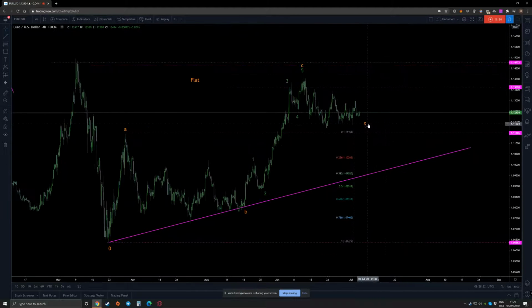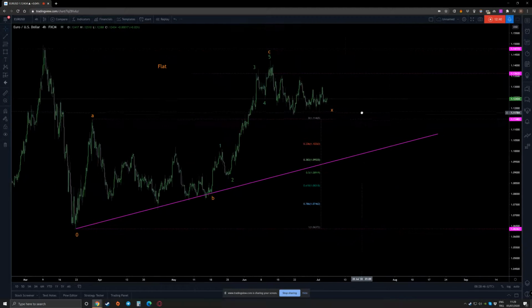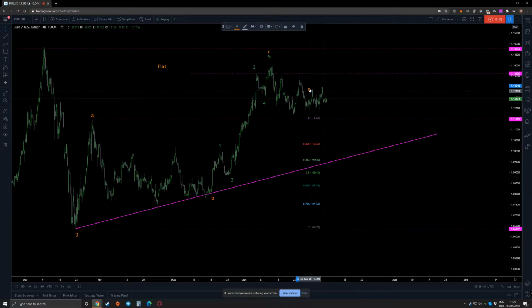So, look at this X wave. This X wave can go on and on. I'm not saying this, but because the time has almost expired and it is nowhere near, this has to be an X wave. It can go on for a longer time. It can take more time. But after this X wave, you need a wave A. Okay?